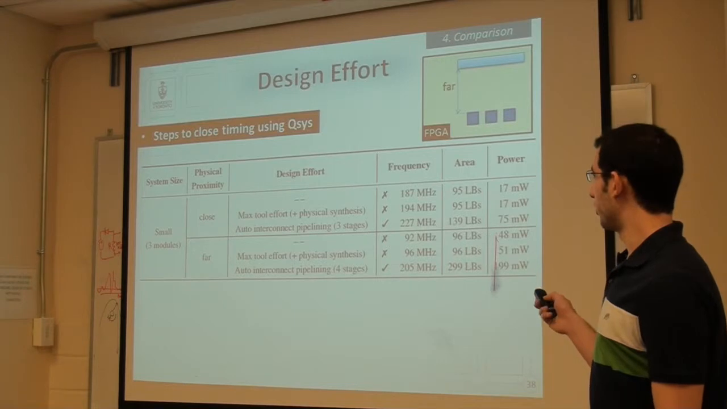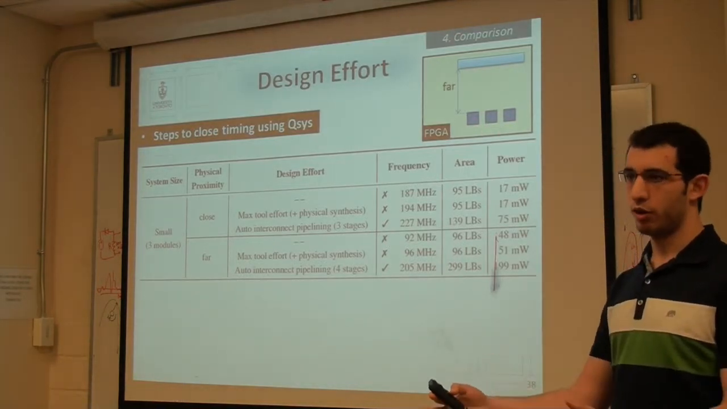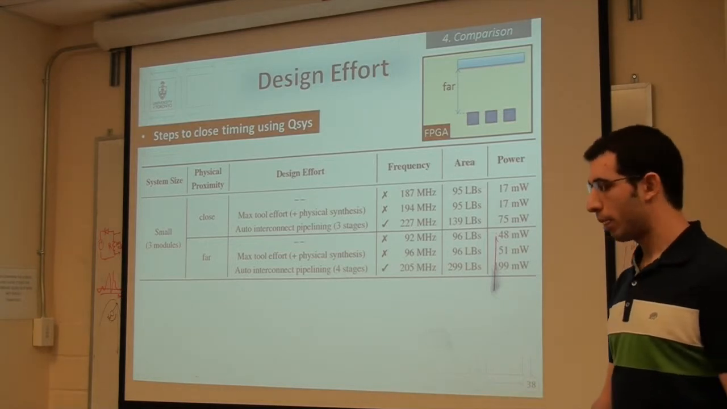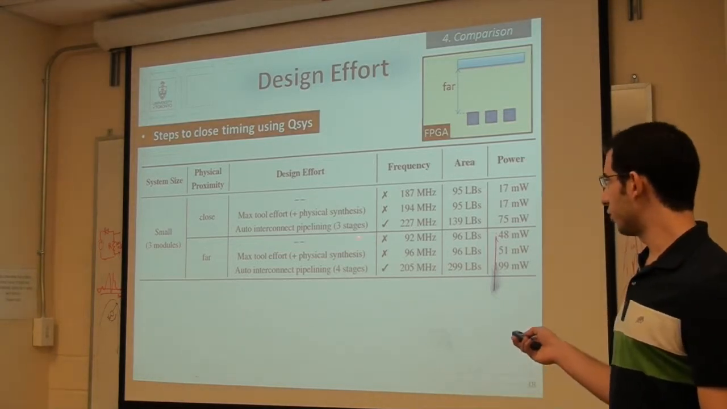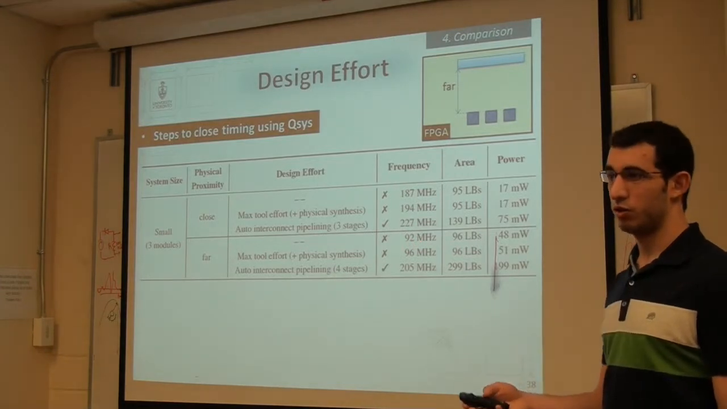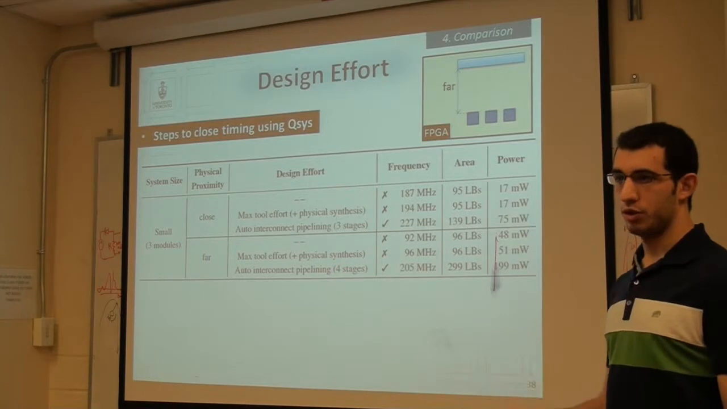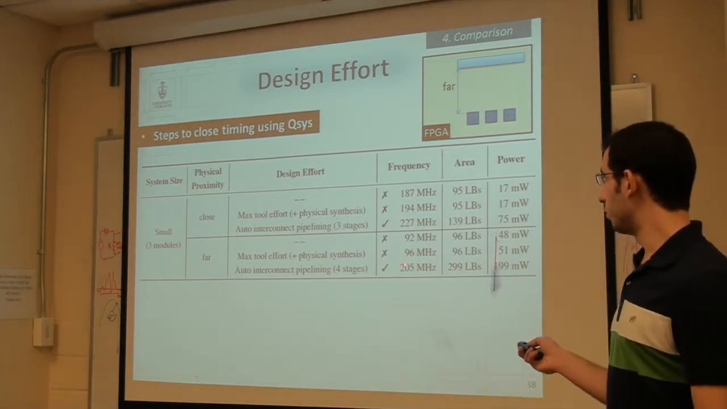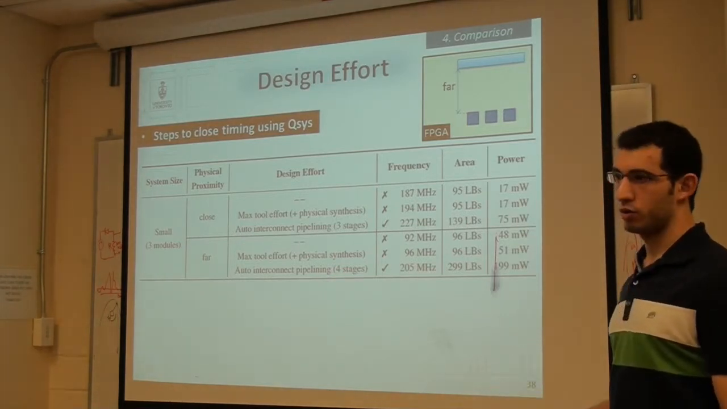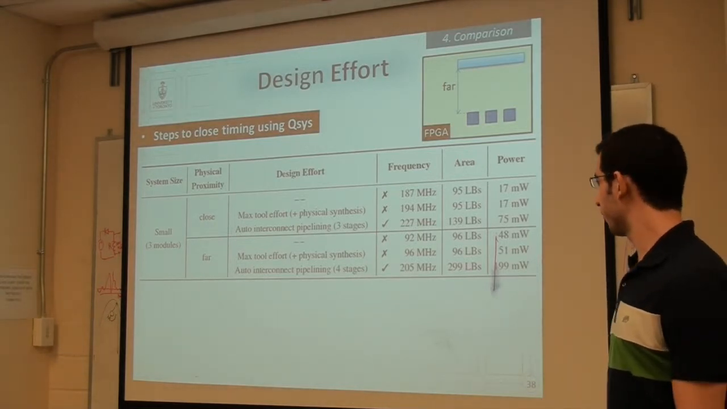Then we made it a bit harder for QSys by placing the modules physically far away, on the other end of the chip. In that case, it was harder to meet timing, so without any pipeline registers, we only reached 92 megahertz. Only after adding 4 pipeline stages in QSys did we meet the frequency of 205 megahertz, just barely meeting the timing requirements of DDR.